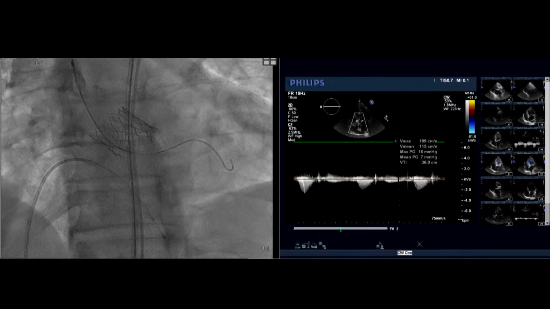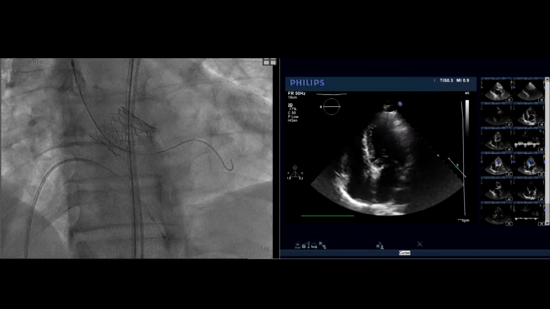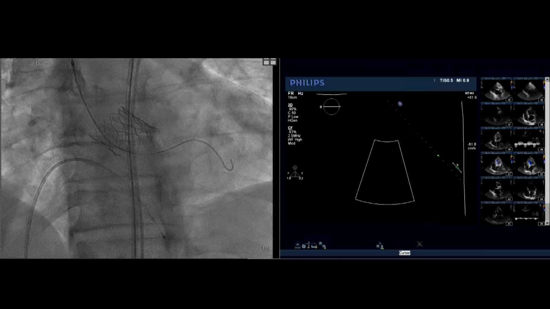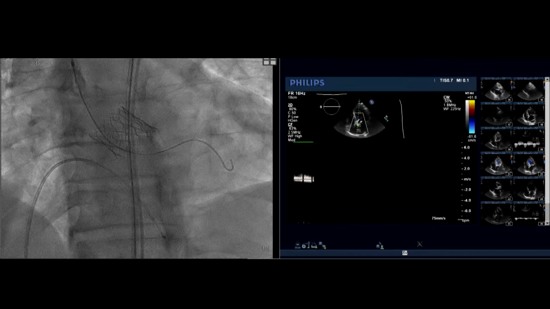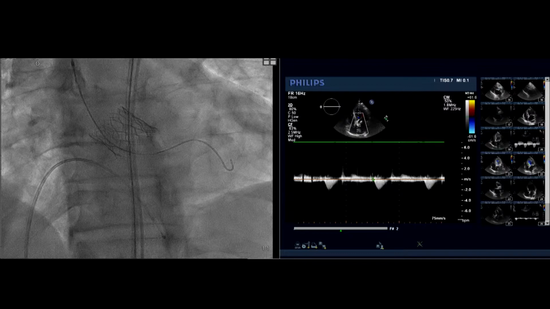Let us pace at 60, please. Let us see what is happening. Just pace at 60 for a minute. Yeah, give me 1 second. Okay. Stop pacing here for a minute. Good. Let the sinus rhythm come back.